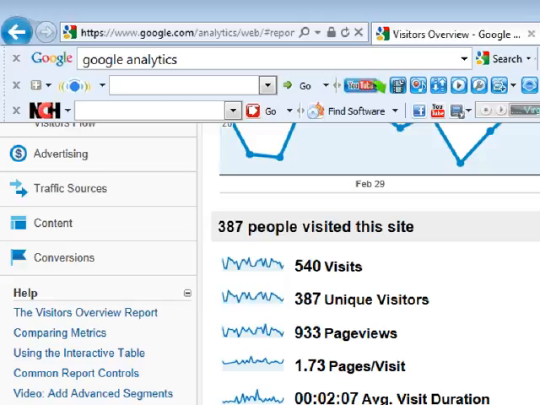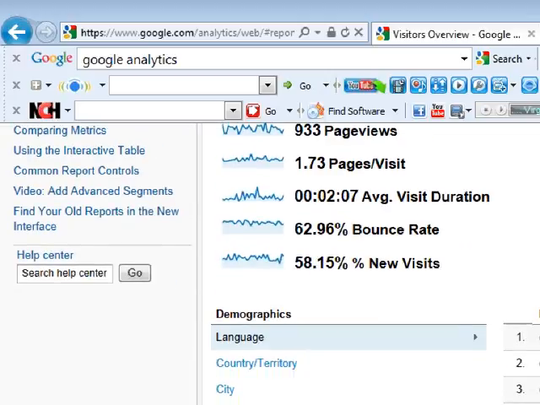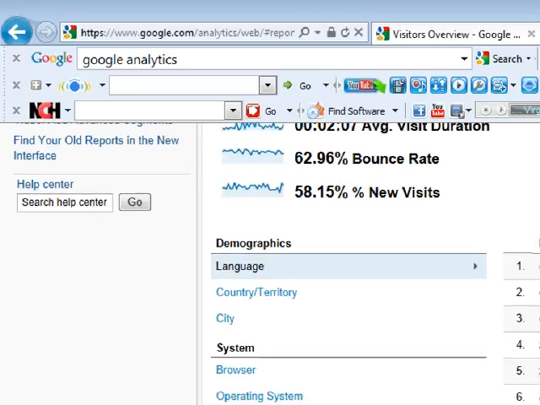So you know that people are bouncing in and bouncing out quickly. As it stands today, they're managing to hold their bounce rate at 62%, which is down. It used to be 80 some odd percent. So what else does this report tell us? It tells us what country and city people are looking at us from, what language. Of course, no surprise there, it's English.